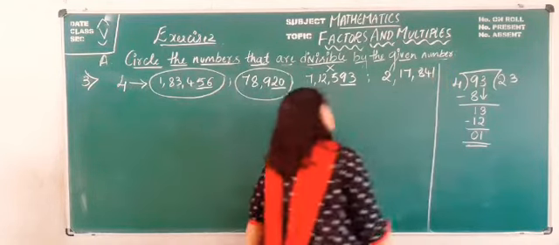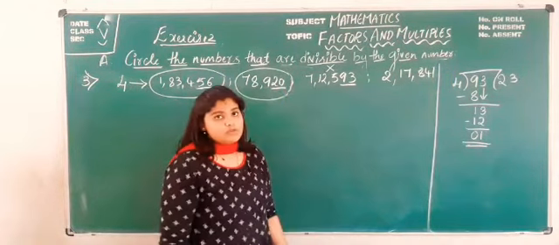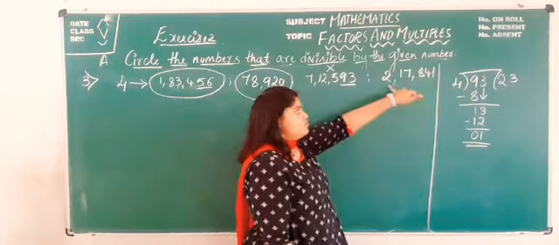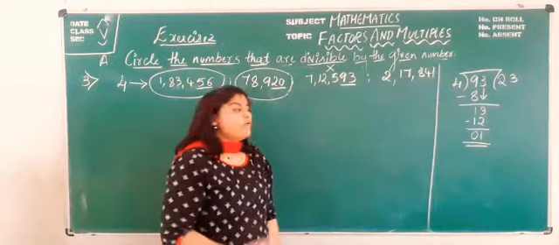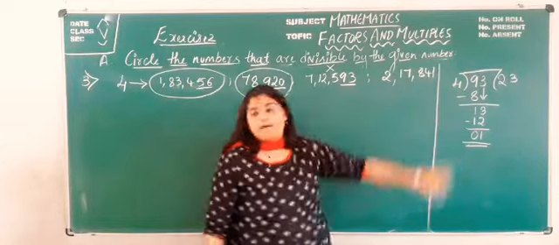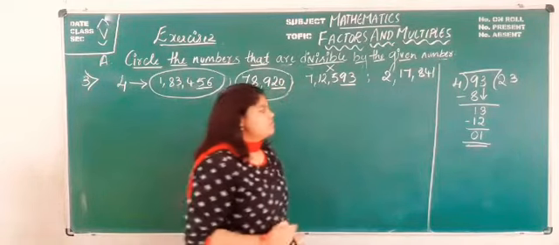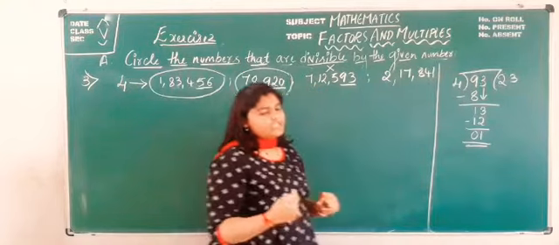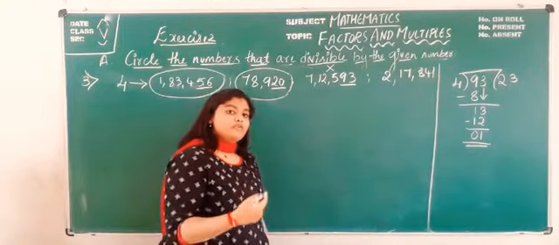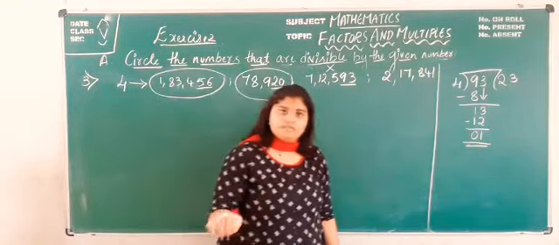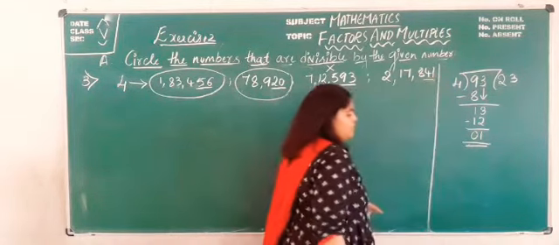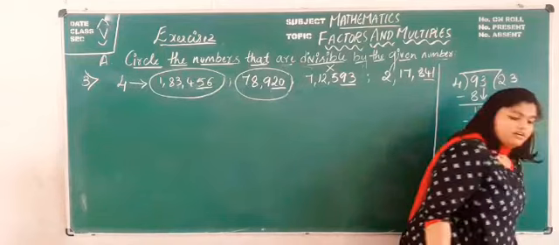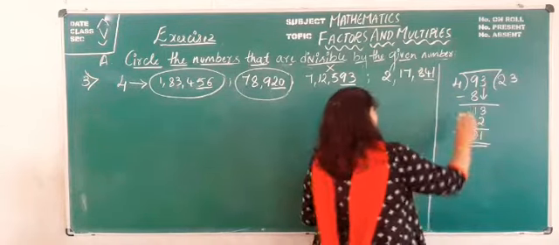Here we have 2,70,841. Now we have to check whether the given number is divisible by 4 or not. We know the rule: the last two digits should be divisible by 4, then only the given number will be divisible by 4. Here the last two digits are 41. Now we shall see whether 41 is divisible by 4 or not.